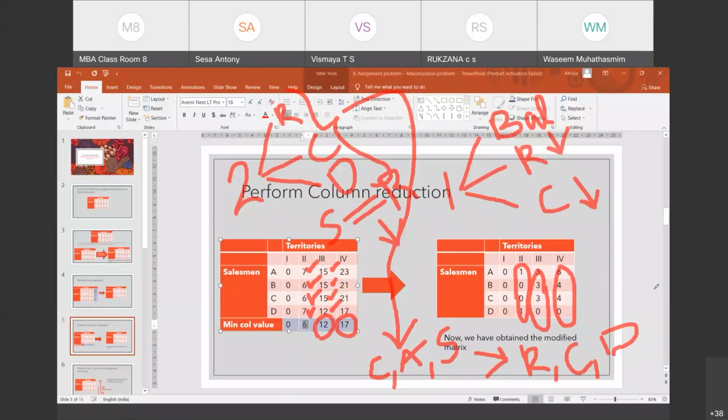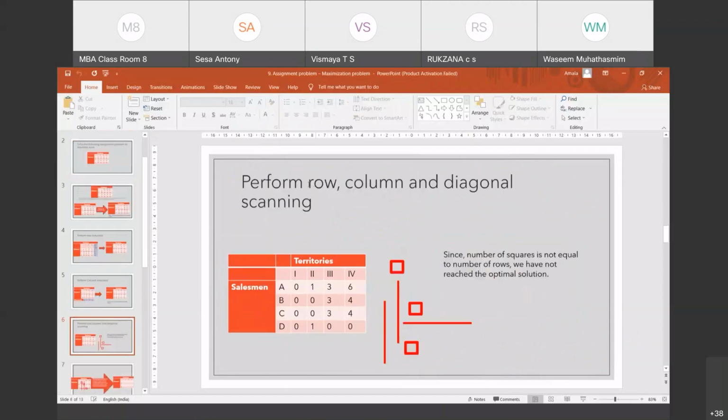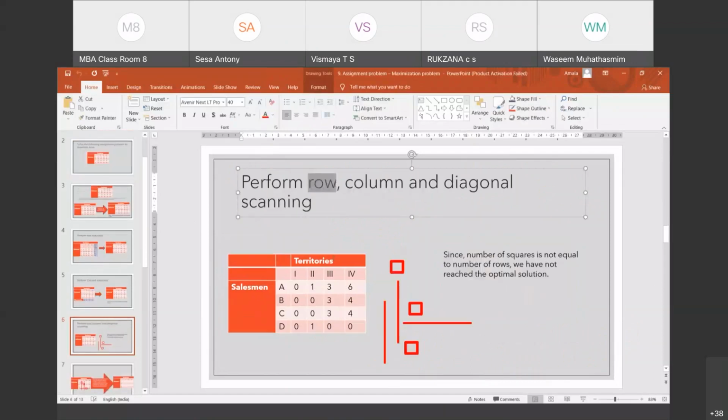Now, where did we reach? First phase we have completed. We have got this matrix. So next we have to go for the second phase. Second phase, we have the row scanning. Check the first row. How many zeros are there? Row scanning, how do we do? Check the first row. If there is only one zero, put a square. If there are more zeros, then skip to the next row. If there is only one zero, put a square and then put a vertical line.